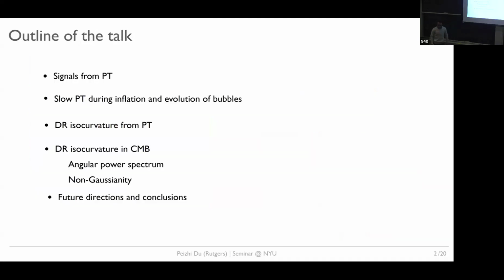Okay, so here I go through a brief outline of the talk. First, I will discuss the typical signals considered in this kind of phase transition. And we introduce the model we consider, the slow first order phase transitions during inflation, and how the bubbles are generated and evolve in this kind of phase transition. And we talk about the isocurvature signals of dark radiation from the phase transitions. Then we move on to the signals on the CMB. In particular, we care about 2-point functions, the angular power spectrum, and 3-point functions, non-Gaussianities, from these types of signals. Then we'll comment on future directions, and I will conclude.